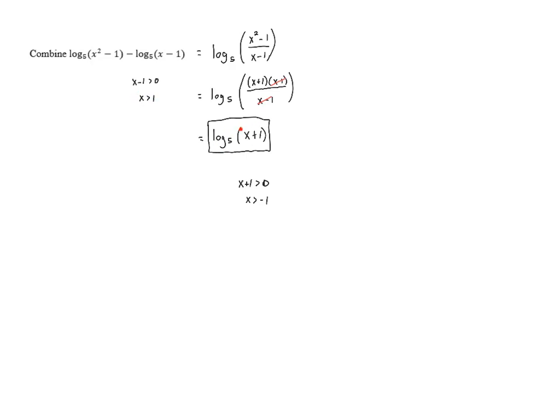But for this new one to be valid, it looks like it works so long as x is greater than negative 1. But we have to be careful and recognize that this is only true if x is greater than 1. Otherwise, the original expression is undefined, and so the new expression cannot actually represent the old one.